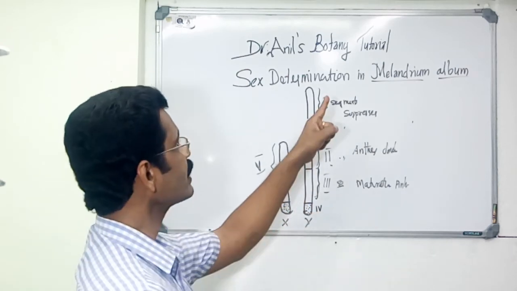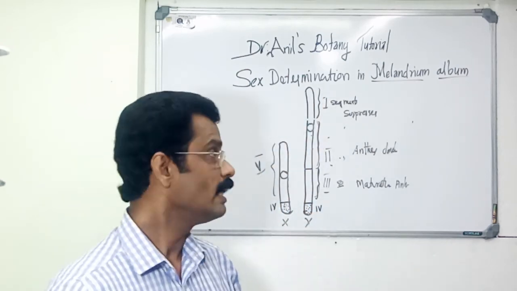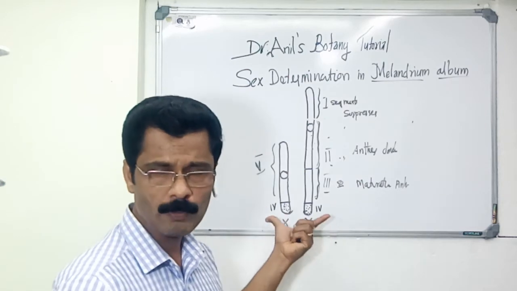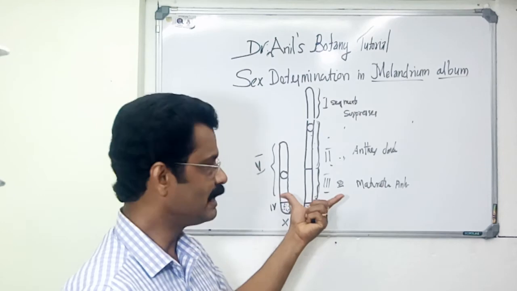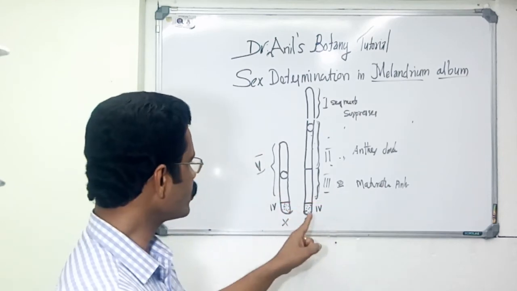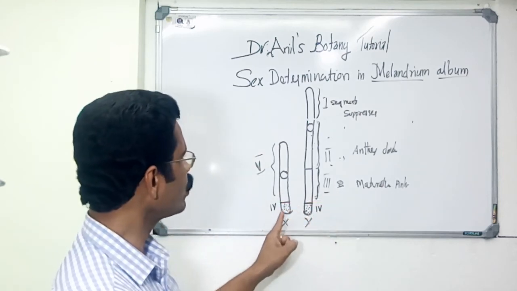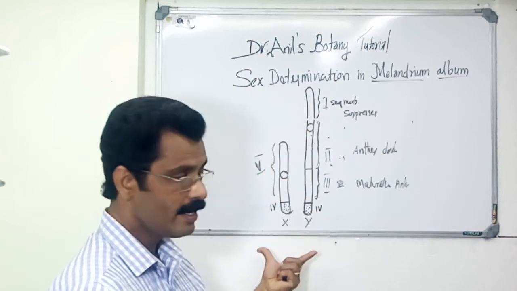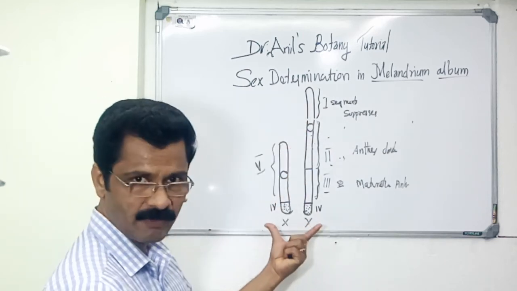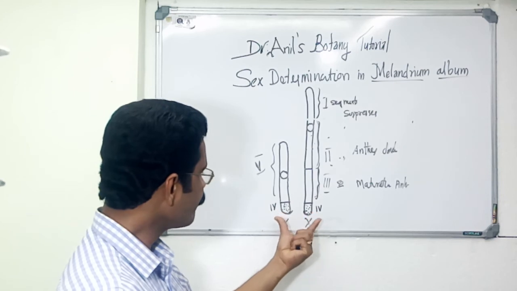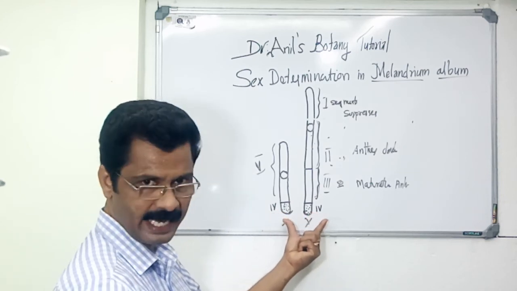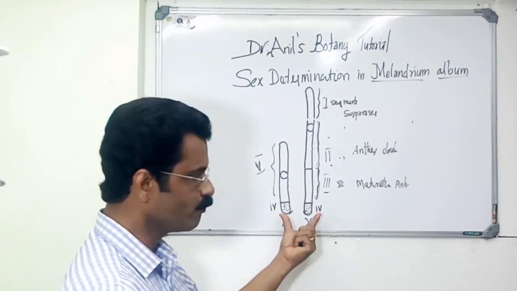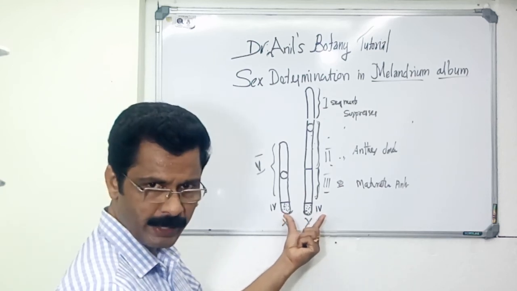So in the particular case of Melandrium album, there are two chromosomes, the X chromosome and the Y chromosome. The Y chromosome determines the sex. In the X and Y chromosomes, a total of five segments are recognized. The fourth segment is almost similar in both the X and Y chromosomes. That is helpful for pairing during meiosis.